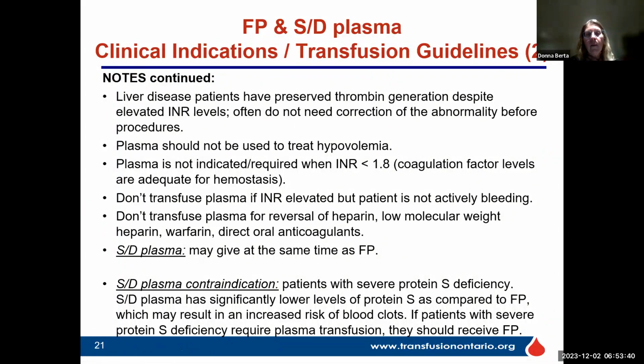So if we go back and look at our patient flow, her INR is less than 1.8, so that's not an indication for plasma. And she is not actively bleeding, so there isn't really a good indication for plasma. I'll also point out at this point that there is an SD plasma contraindication. Patients with severe protein S deficiency should get FP, not SD plasma, because in SD plasma the protein S level is significantly lower, and that may lead to an increased risk of blood clots.